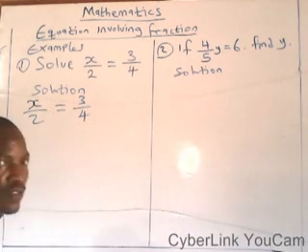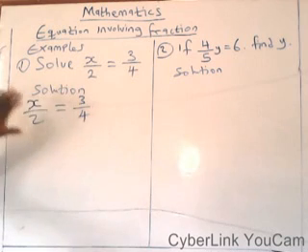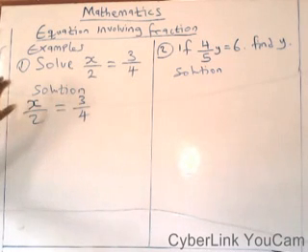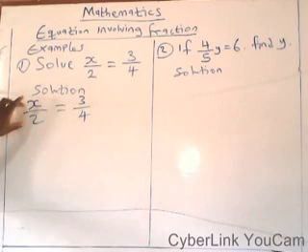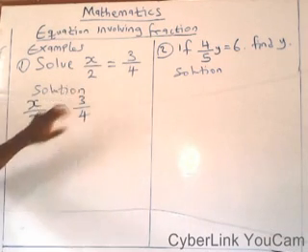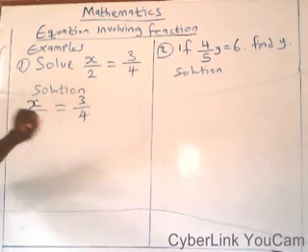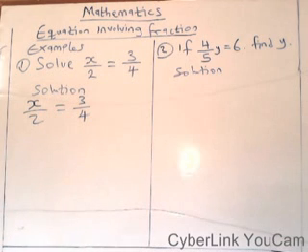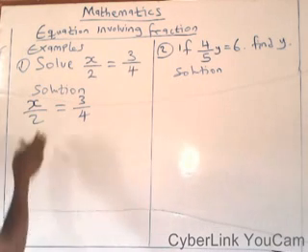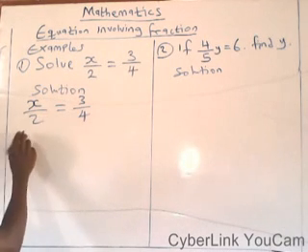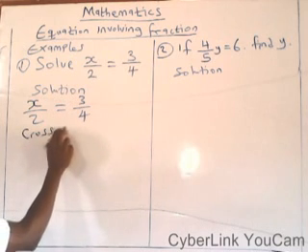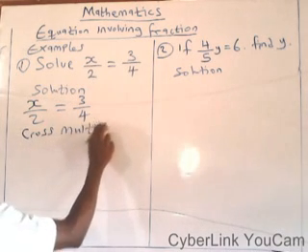Whenever you are given this kind of question, what you need to know is that either you are given a fraction equal to another fraction, or a fraction equal to a whole number. What you are going to do is cross multiply. You are going to cross multiply. What do we mean by cross multiply?